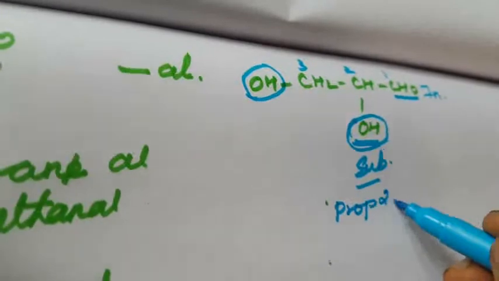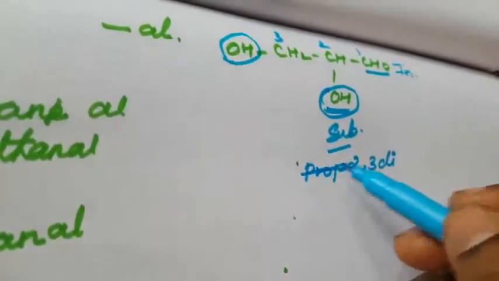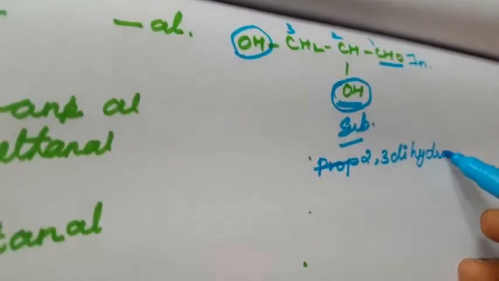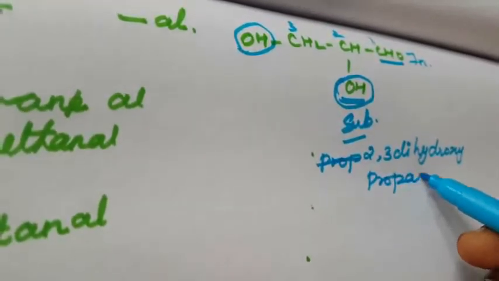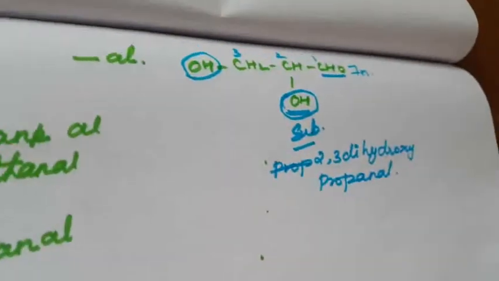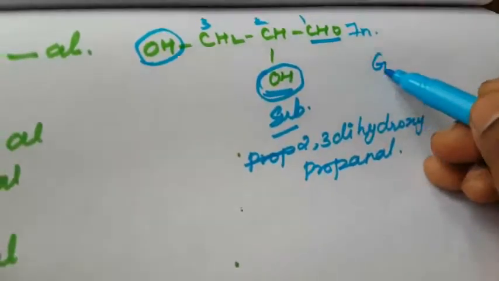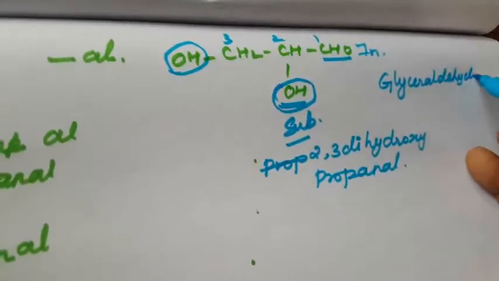2, 3 dihydroxy. The first one is substitution, 2, 3 dihydroxy, and that is 3 carbon, propanal. Okay, this is the name of this compound. So what is the common name of this compound? It is glyceraldehyde. Okay, this is called glyceraldehyde.